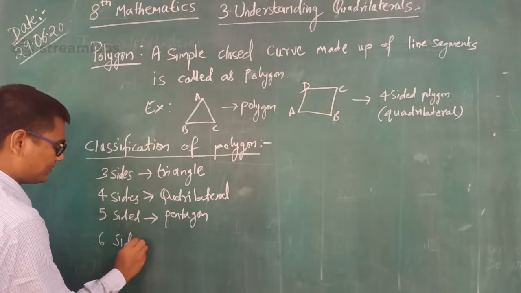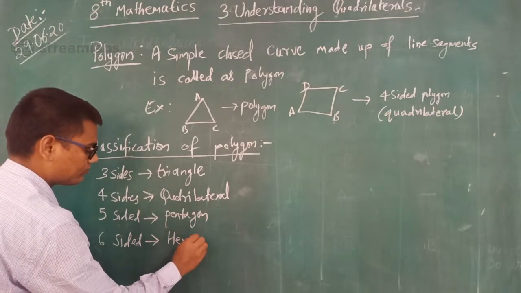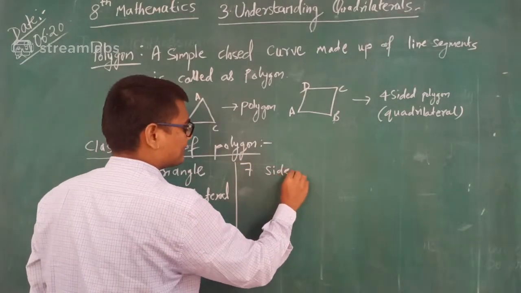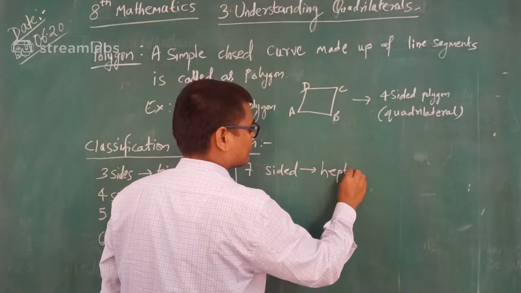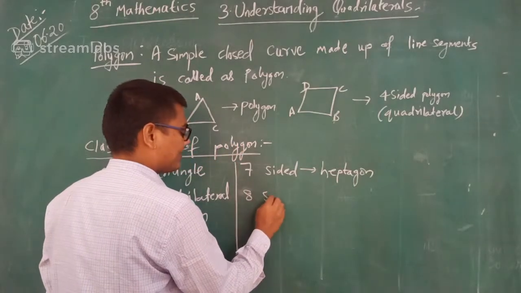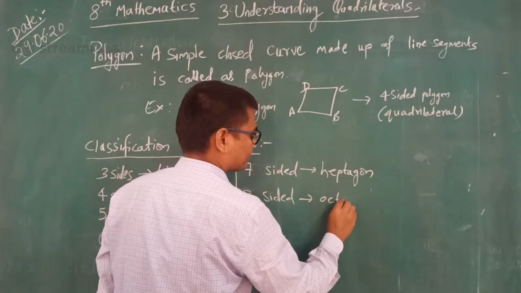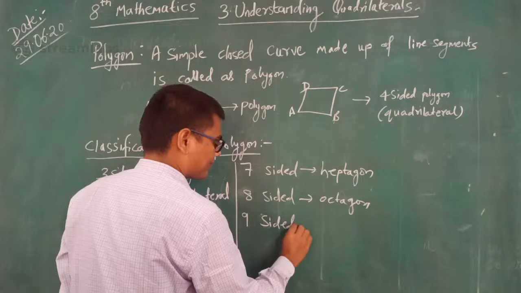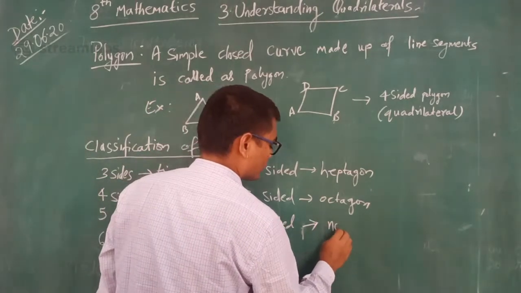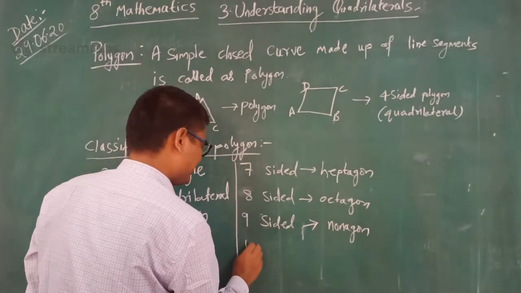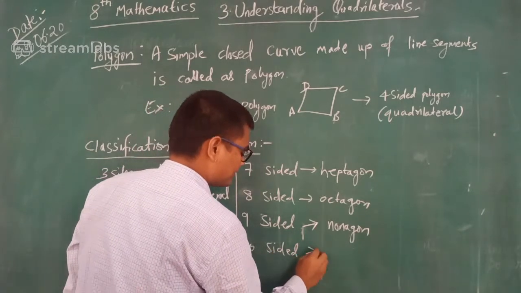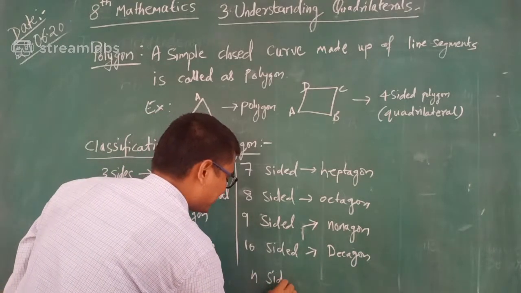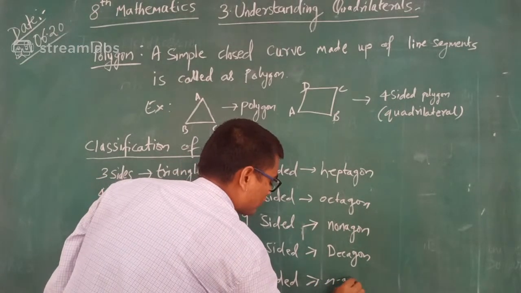A six-sided polygon is called a hexagon. A seven-sided polygon is called a septagon. An eight-sided polygon is called an octagon. A nine-sided polygon is called a nonagon, and a 10-sided polygon is called a decagon. An n-sided polygon is called an n-gon.